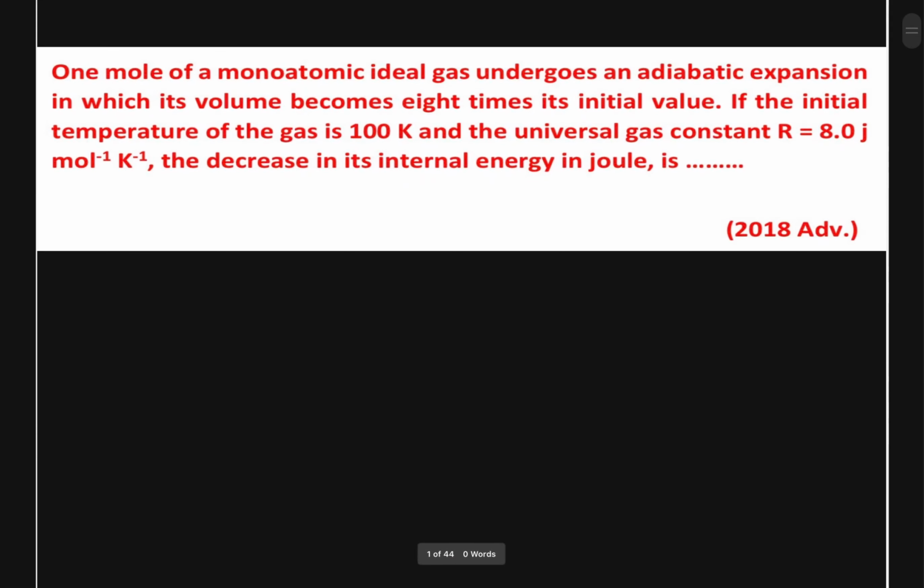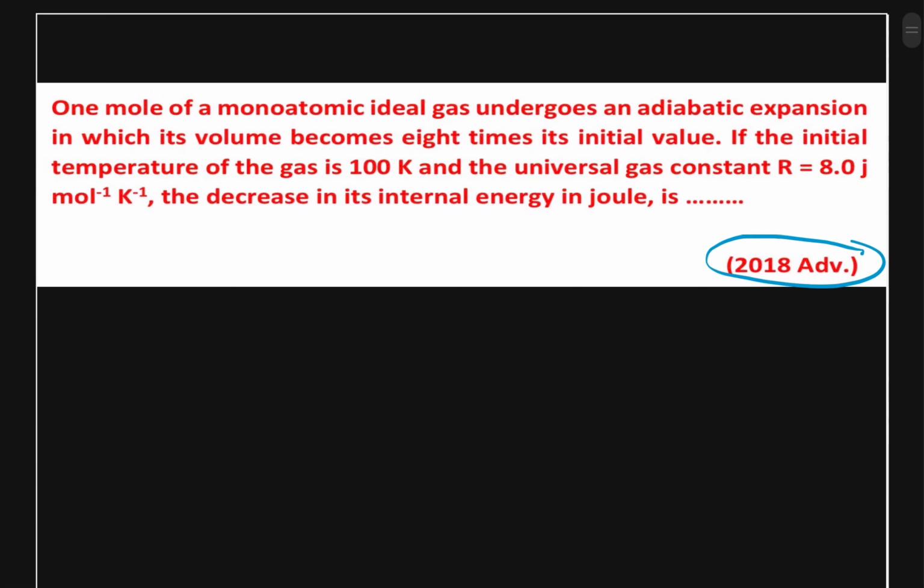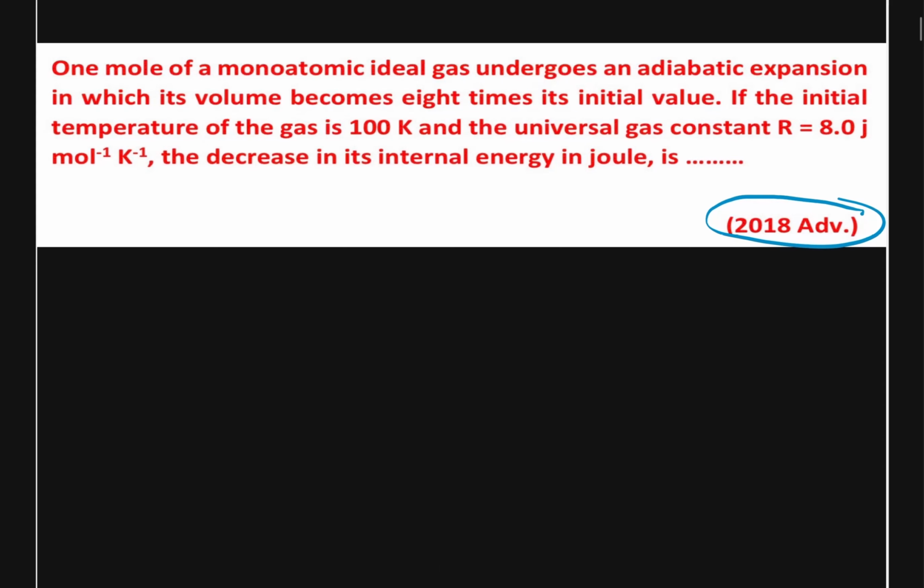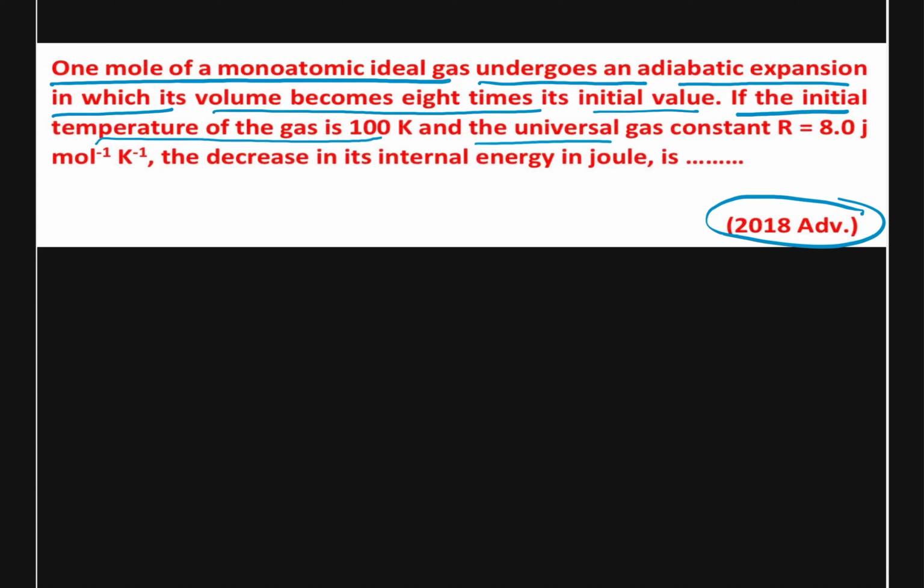So the first question was asked in the year 2018, and it states that 1 mole of monoatomic ideal gas undergoes an adiabatic expansion in which its volume becomes 8 times its initial volume. If the initial temperature of the gas is 100 Kelvin and the universal gas constant is 8, the decrease in its internal energy in joule is? So we have to find the decrease in internal energy when there is an adiabatic expansion and the volume becomes 8 times the initial volume.